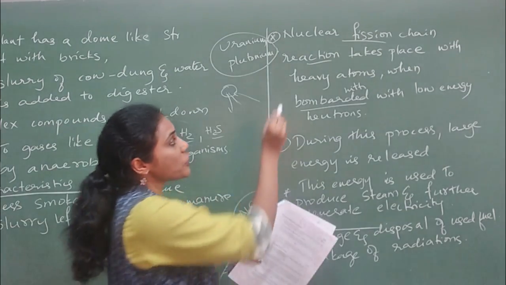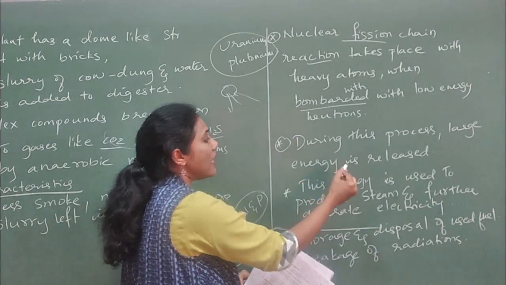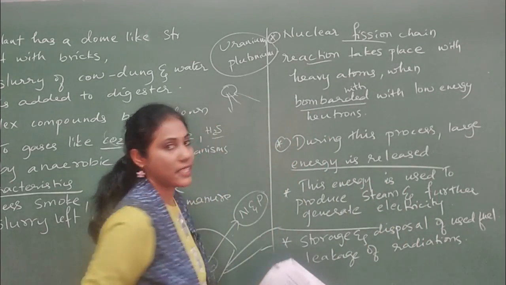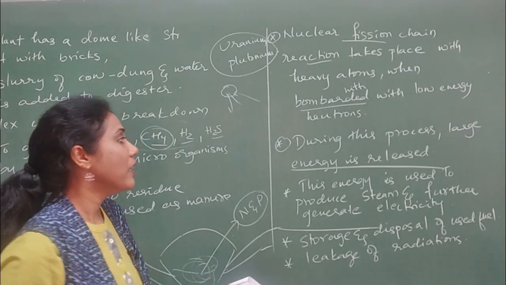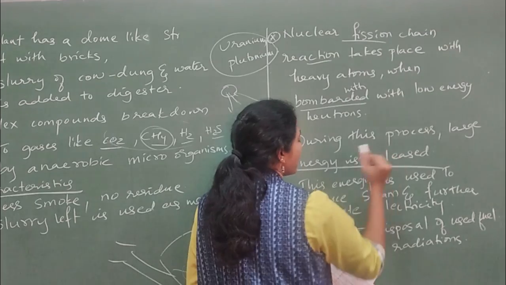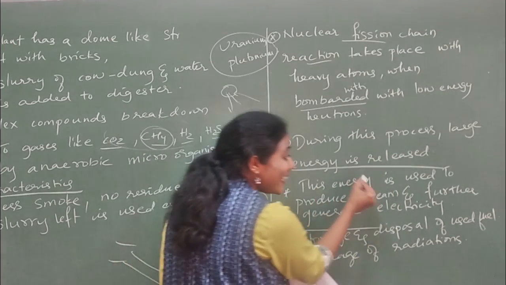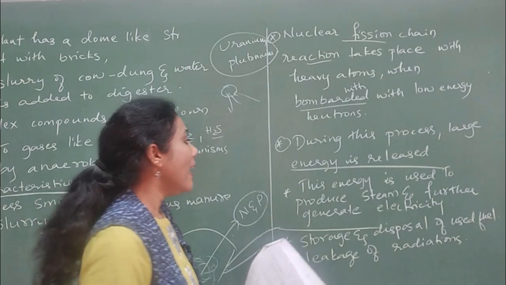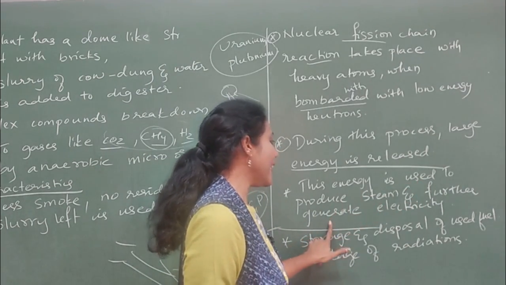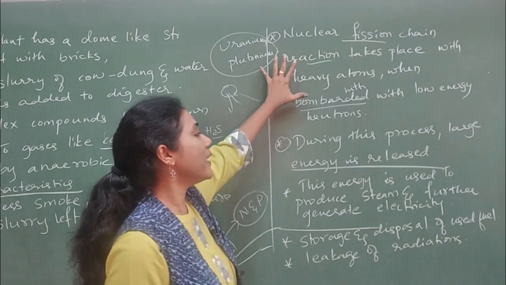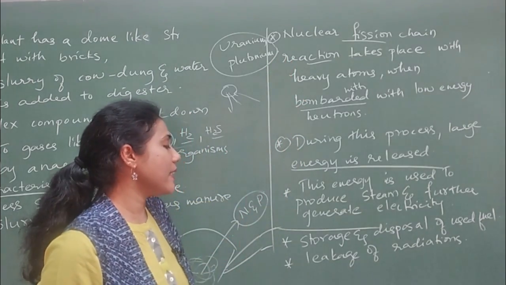And when this fission reaction happens, a large amount of energy is released, that is heat is released. Energy in the sense of heat. During this process a large amount of energy is released, and this energy is used to create steam. Further, it helps in the generation of electricity. Okay, so this is how you can write the answer in simple sentences.